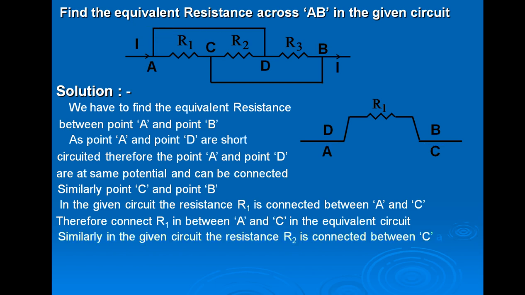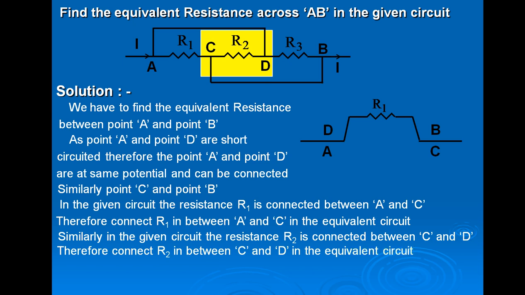Similarly, in the given circuit, the resistance R2 is connected between C and D. Therefore, connect R2 in between C and D in the equivalent circuit. This is point C, point D, and connect R2 between D and C.